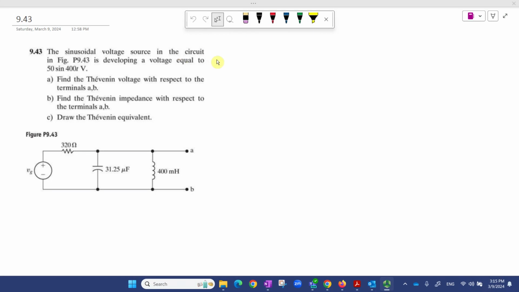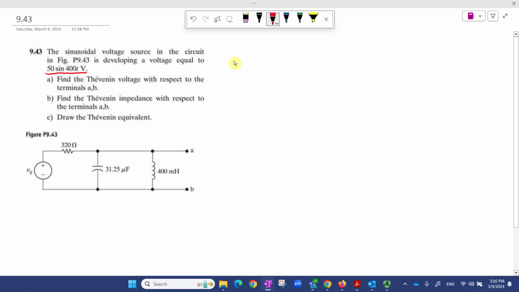Alright, for this question, the input is a sinusoidal waveform. So we're going to bring every component into the frequency domain, and we can solve the circuit. The first question asks us to find the Thevenin voltage. The second one is the Thevenin impedance and Thevenin equivalent. So these two are going to form that one.